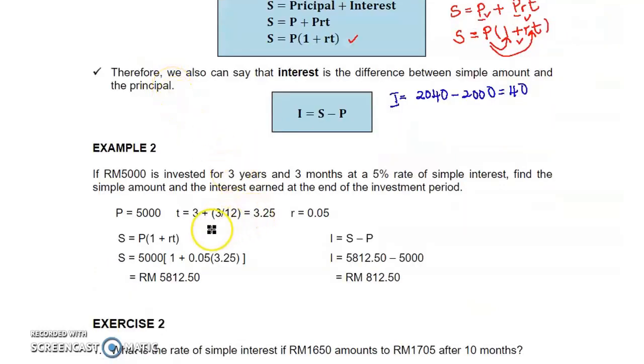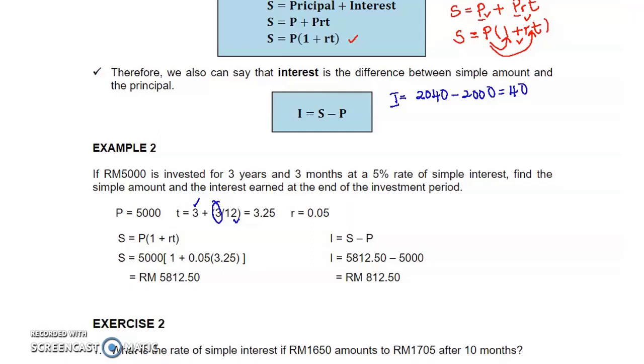Okay, now look at this example, example 2. If 5,000 ringgit is invested for 3 years and 3 months at 5% rate of simple interest, find the simple amount and the interest earned at the end of the investment period. So principal is 5,000, invested for 3 years and 3 months. So remember, T must be in years. 3 years and 3 months: months convert to years, you divide by 12. So you get 3.25 years.